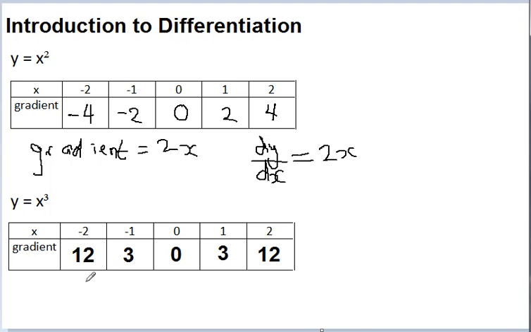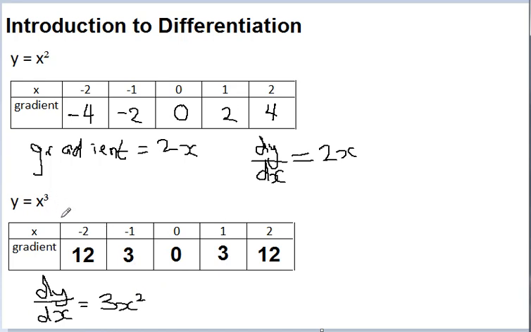Okay, so we're back on. For this particular function, I can tell you, hopefully you managed to figure it out, the gradient function, dy by dx, is actually 3x squared. And just to show that to you, when x is 2, then we've got 2 squared, which is 4, times by 3, which does in fact give you 12. So this particular gradient function does give you the gradient for all of these coordinates here on the curve y equals x cubed.